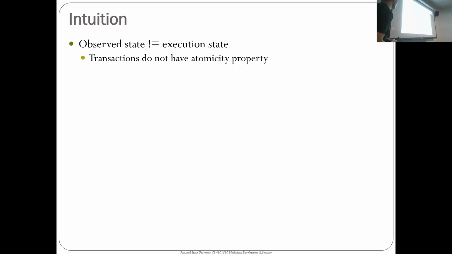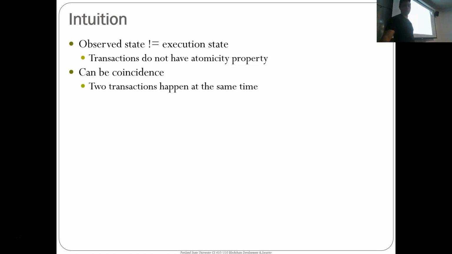So the intuition, the observed state is not equal to the execution state. So the innocent victim thinks that the reward is still 100, but when it actually executes, someone has cleared that out to 0. And these transactions don't have an atomicity problem. You can't both check and transact at the same time. It's not like a database system where you have an atomic set of commits. They either all go through or they all fail. It's not like that. Okay. So this can be a coincidence, 2 transactions happening at the same time, but it obviously can be malicious.